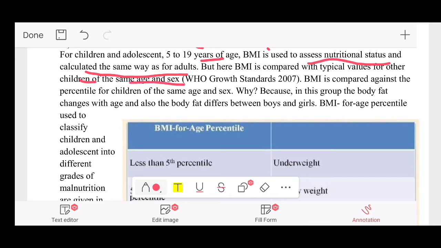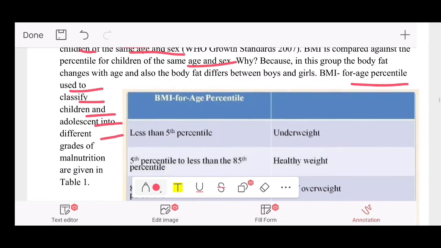This means BMI is compared against the percentile of children of the same age and sex. For the same age and sex, BMI is compared, and BMI for age percentile is used to classify children and adolescents into different grades.